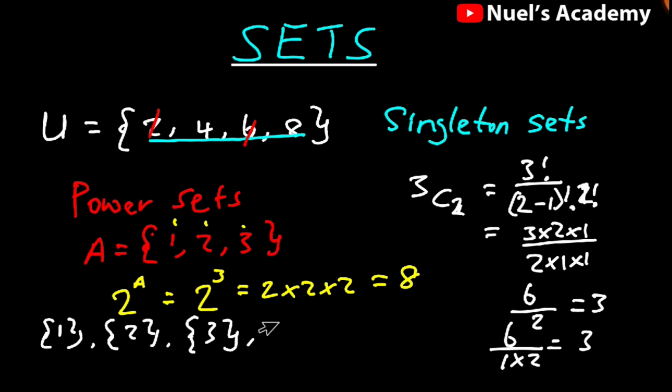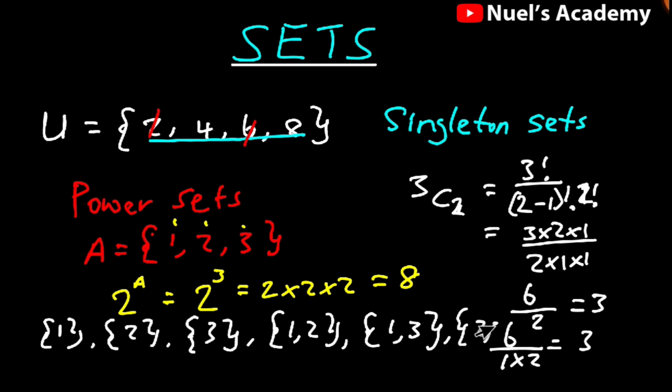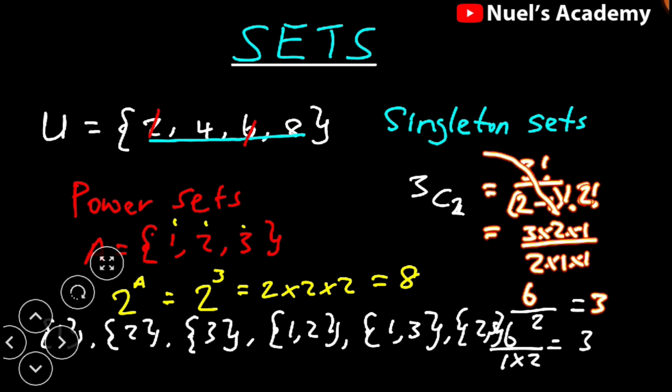And here they are. So you have 1 and 2. Then we have 1 and 3. And then we have 2 and 3. Now let's calculate the number of subsets with 3 elements.